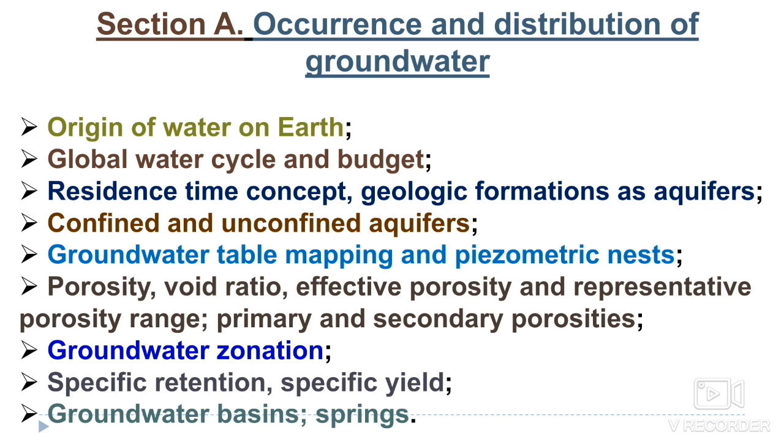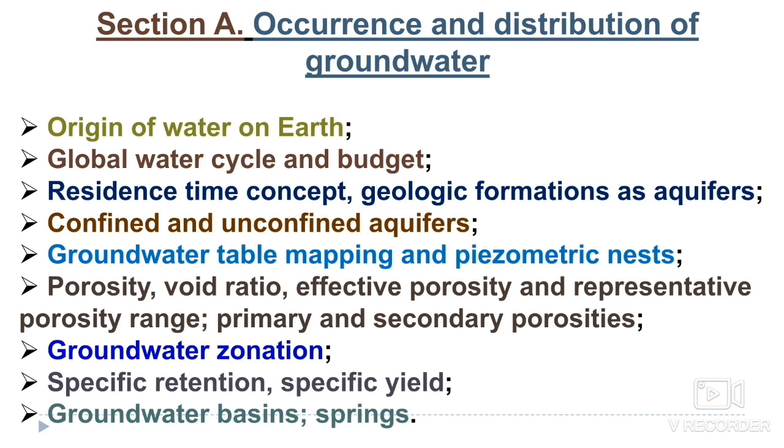So this is a very important topic. Groundwater zonation. Groundwater zonation of India, that we have already discussed in detail. Specific retention, specific yield, groundwater basin, spring. These are very basic and very important topics which have been included, and that's not very tough for one to understand or assimilate.